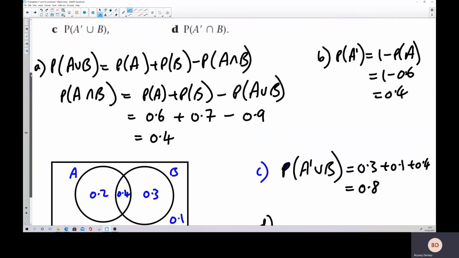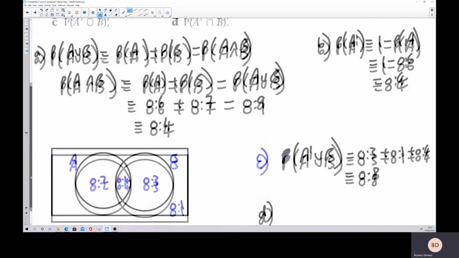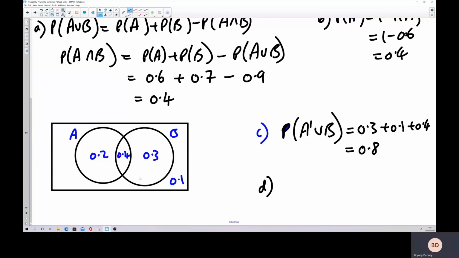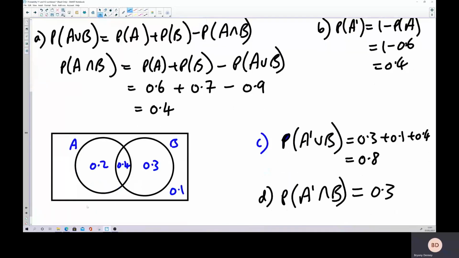Part D, trying to work out the probability of not A intersection B. So where does not A intersect with B? So everything on the outside of A that intersects with B, hopefully you can see it's just this value here, 0.3. So quite easy. It's pretty straightforward just to use the addition rule. So just remember that one and then draw a Venn diagram to answer the rest of the questions.